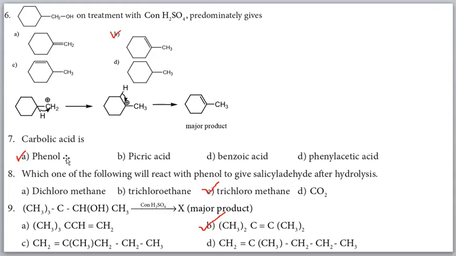Carbolic acid is phenol. Another name is carboxylic acid, you have to mark it. Okay, phenol, another name is carbolic acid. Which one of the following will react with phenol to give salicylaldehyde after hydrolysis? Okay, this is the Reimer-Tiemann reaction. Already we studied it, one of the very important reactions. So the reagent required is chloroform. Chloroform means CHCl3, trichloromethane. So this is the correct option.